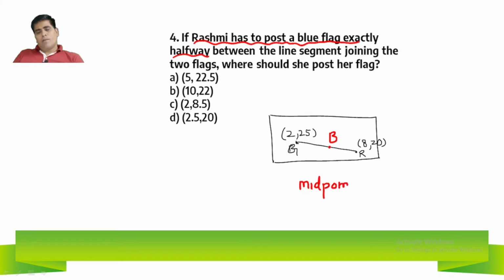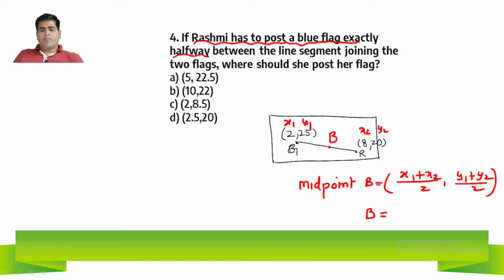So what is the midpoint formula? Already you know that midpoint B is nothing but the average of x coordinates comma average of y coordinates. That means x1 plus x2 by 2, comma, y1 plus y2 by 2. Here you can refer to this as x1 and this is y1, this is x2 and this is y2. Now you can substitute the values, so we'll get the position of the B flag.